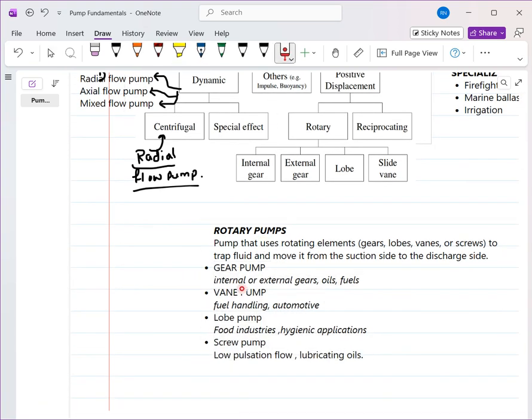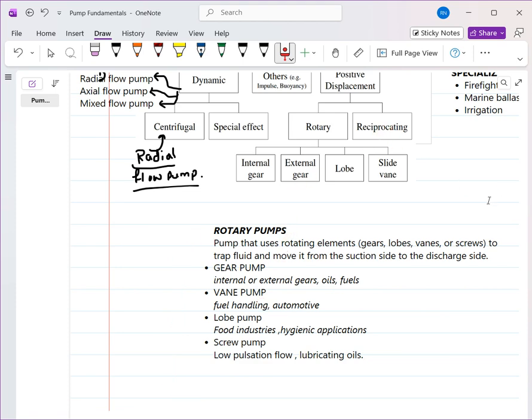In the gear pump, the internal or external gear is used for oil and fuels, and the vane pump's application is fuel handling and automobiles. The lobe pump is used in the food industry or hygienic applications. The screw pump is used for low pulsation flow or lubricating flow. These are the applications of the rotary pump.